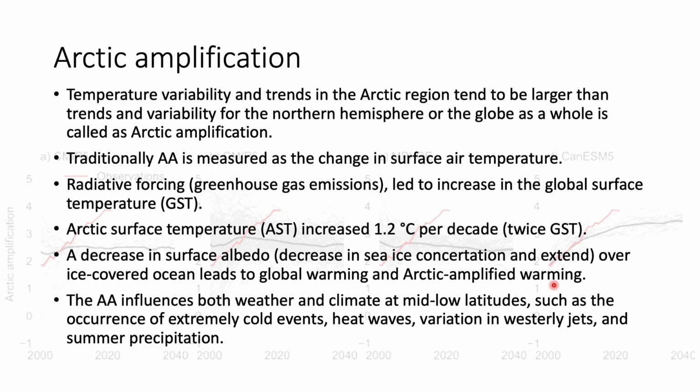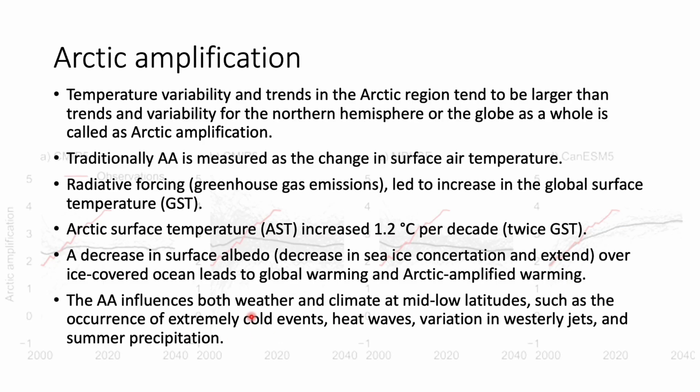So this is what we had seen in the albedo effect in the previous couple of modules. There we had seen the solar radiation hitting the ice leads to more melting of the ice, and that leads to increase of surface temperature. So that is what we are actually seeing here as the Arctic amplification. The Arctic amplification influences both weather and climate at the mid-low latitudes, such as the occurrence of extremely cold events, heat waves, variation in westerly jets, and summer precipitation. So this is the major effect of Arctic amplification.